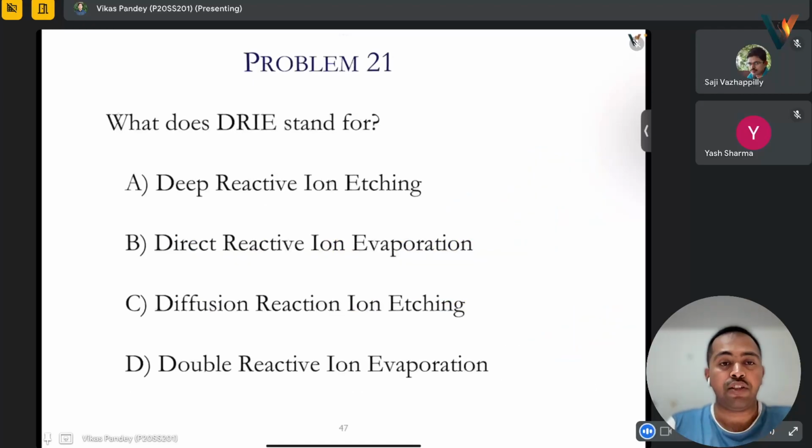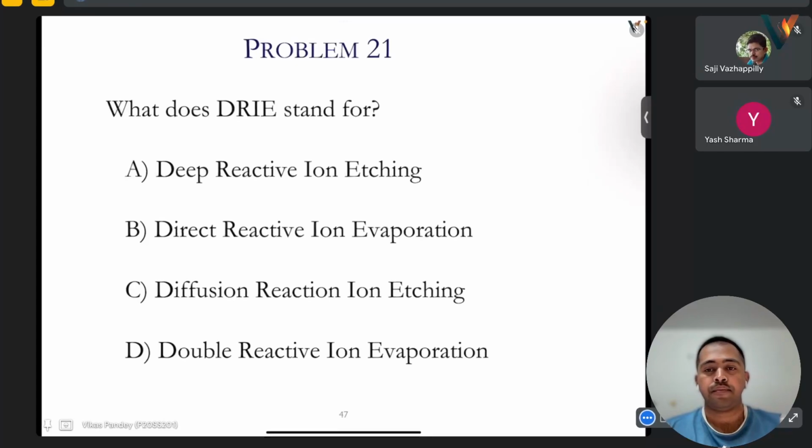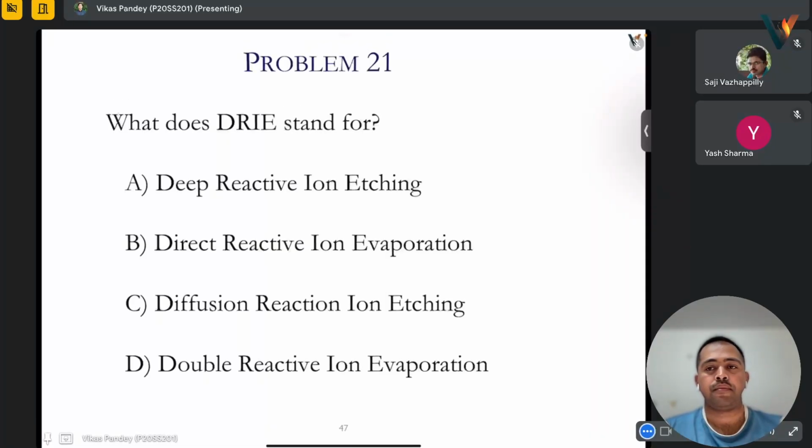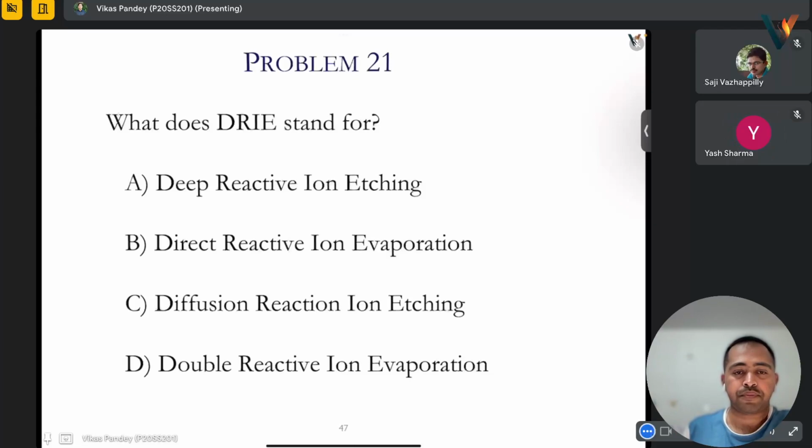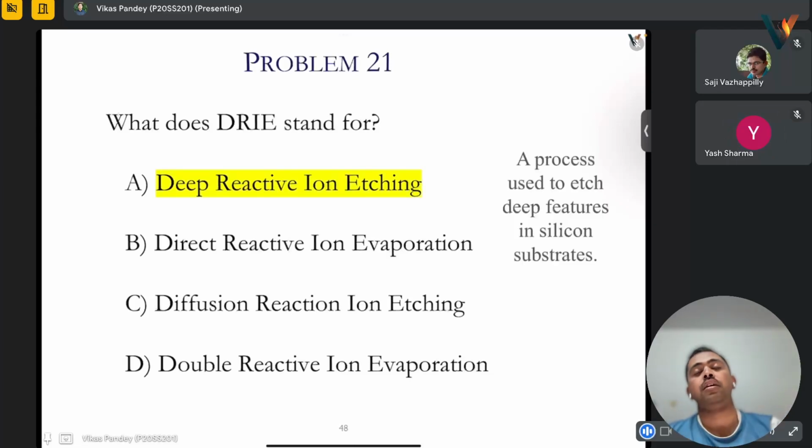What does DRIE stand for? Deep reactive ion etching, redirect reactive ion evaporation, diffusion reaction ion etching, or double reactive ion evaporation. Yes, any answers? Deep reactive ion etching. This is mainly used for creating deep features on the silicon substrate. This is a dry etching.